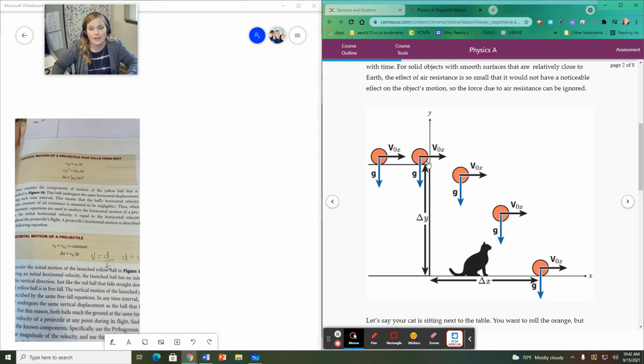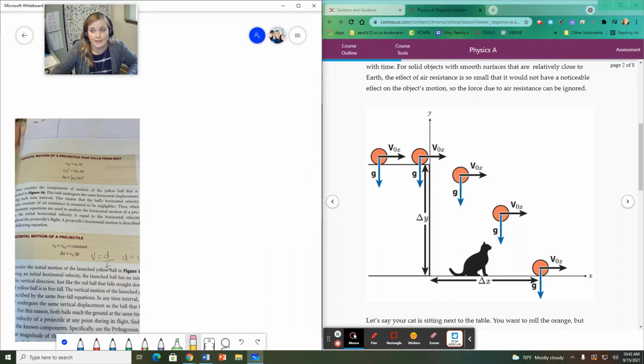The velocity in the y direction when it's right at the edge is 0. It's not moving down at all. As soon as it crosses over the edge of the table, it starts falling and picking up velocity, so it speeds up in the y direction faster and faster. Remember that velocity is a vector, so we can break it down into its x and y components.